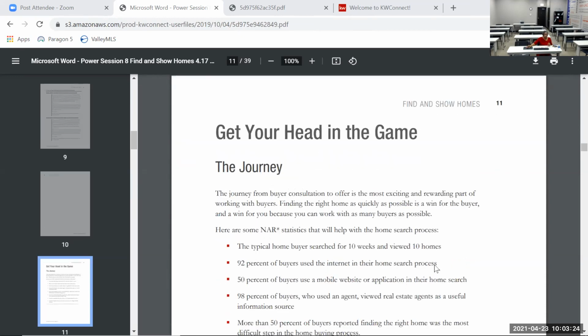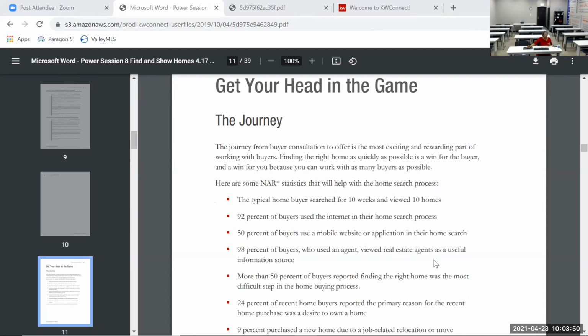Okay, so the journey from buyer consultation to offer is the most exciting and rewarding part of working with buyers. We're on page 11. Finding the right home as quickly as possible is a win for the buyer and a win for you because you can work with as many buyers as possible. The quicker you get one under contract, the more time you have to add to your pipeline. The NAR stats say that the typical home buyer searched for 10 weeks and viewed 10 homes before finding the right home.